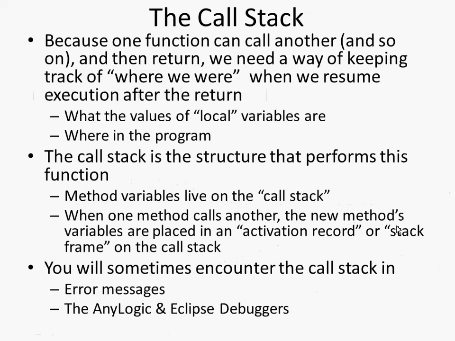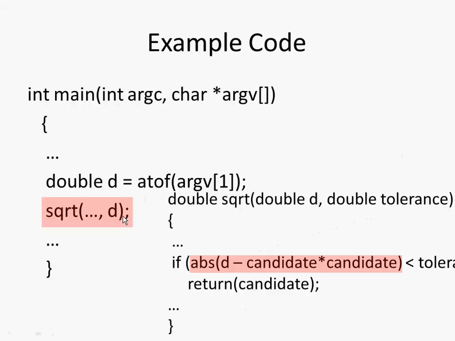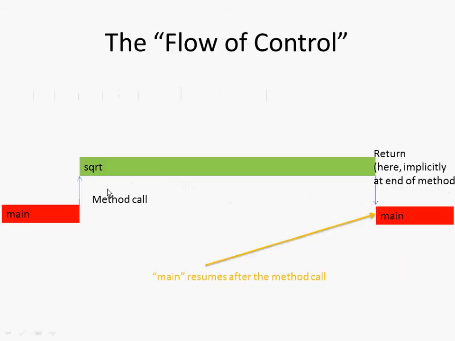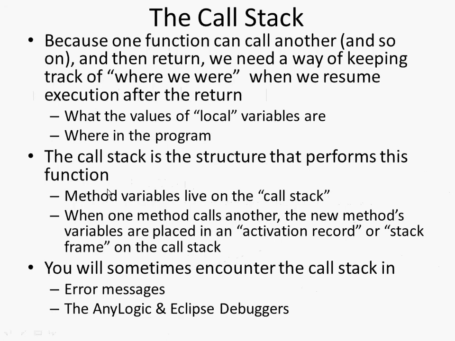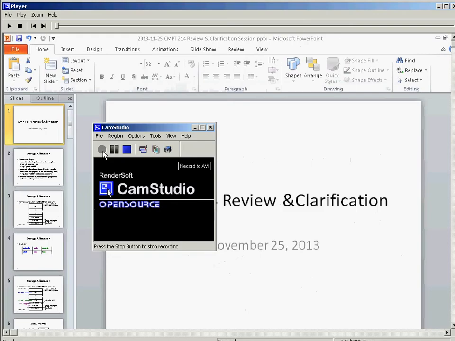We need to have a way of keeping track of where we were. We were in the middle of something, now we're going to go do something else. We want to be able to come back to what we were in the middle of, right? And that includes coming back to where in this particular function we were, like right here. So we come back to this place. But it also includes remembering what the values of the variables were, right? We want to remember, after we call square root, we want to come back and, where do I go for variable d, et cetera, right?